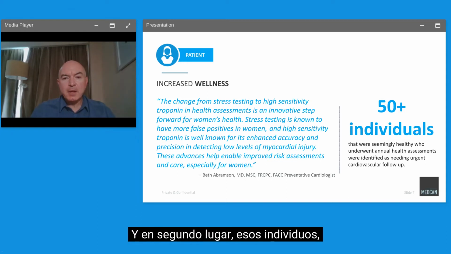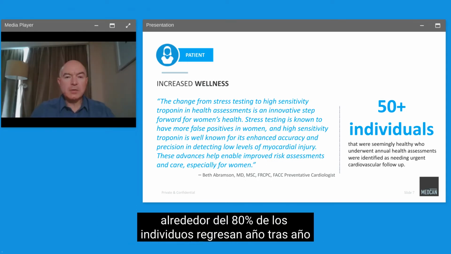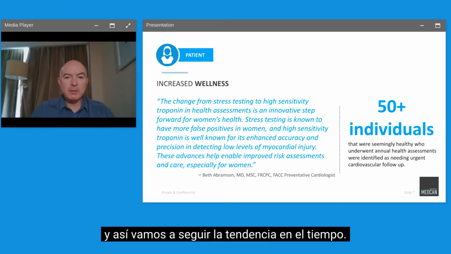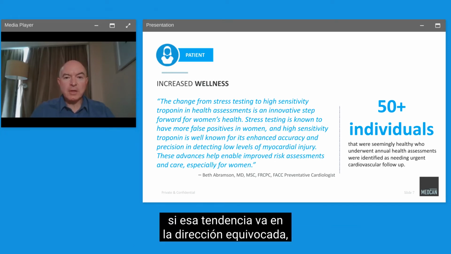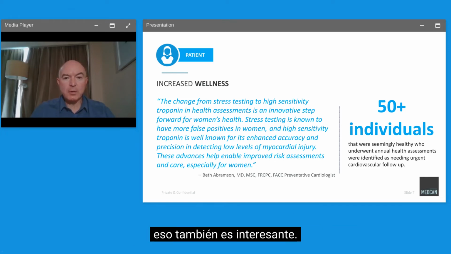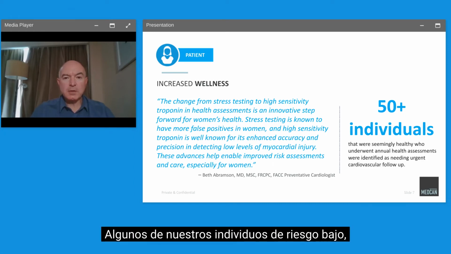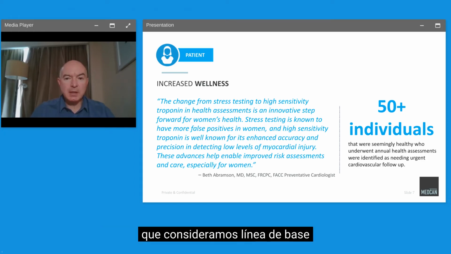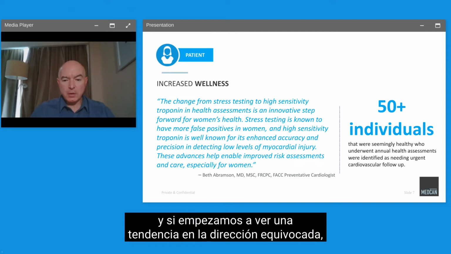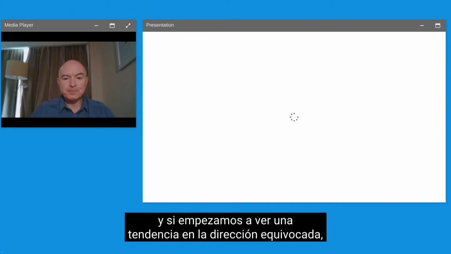And secondly, about 80% of the individuals come back year after year. And so we'll be trending this over time. And if we see that a low risk result becomes a higher low risk result or a moderate risk result, if that trend is going the wrong direction, that is interesting as well. So for some of our low risk individuals, we consider that a baseline. And if we start to see a trend in the wrong direction, we'll obviously intervene.